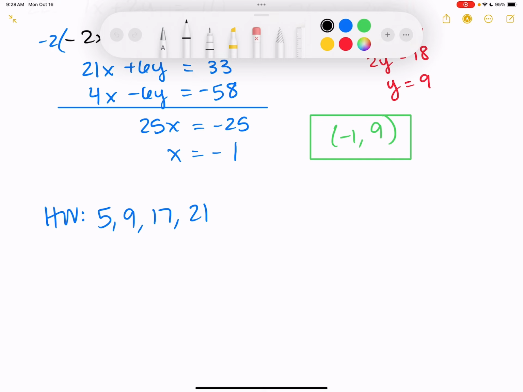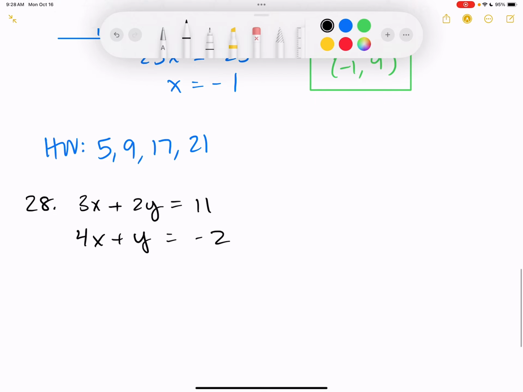So 28, 3x plus 2y equals 11, and 4x plus y equals negative 2. With this one, I'm gonna be honest, it really doesn't matter which method we pick, so I'm gonna let y'all tell me which method you want to do, and whichever one you pick, tell me what variable my first step is then.